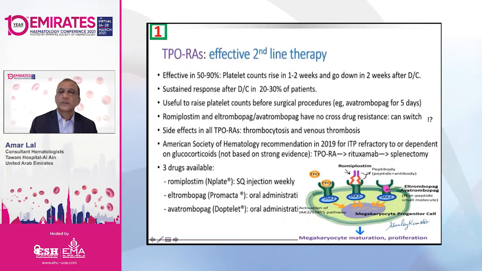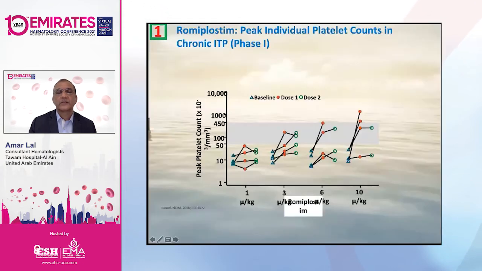How does it work? TPO agonists, like the peptide romiplostim, work on the receptor. You can see here, this is the receptor. It acts on the megakaryocytes. So it stimulates JAK2 and causes megakaryocyte proliferation, so it increases platelet count formation. Similarly, the other TPO agonists work the same way.